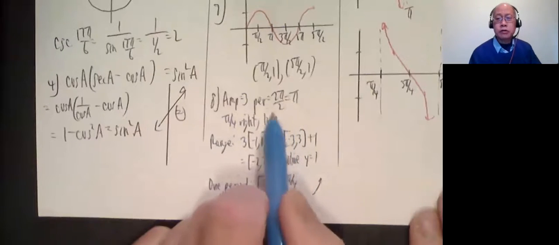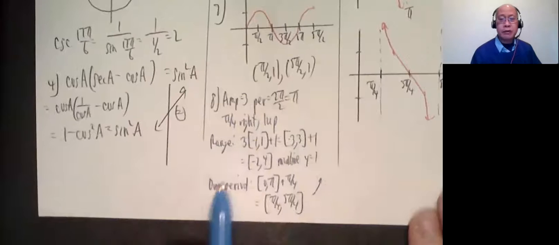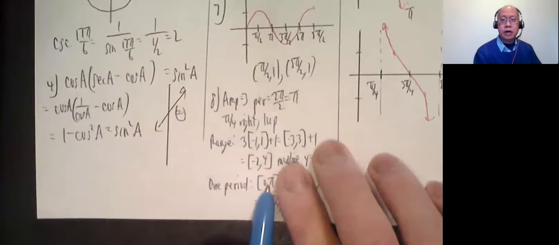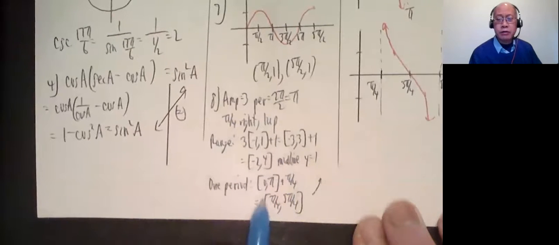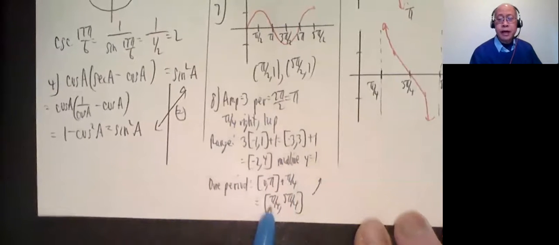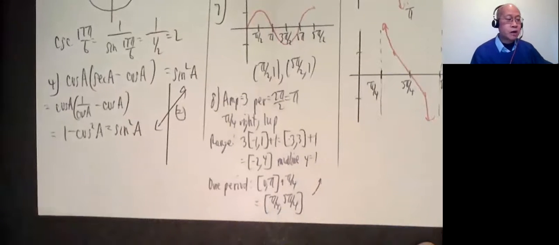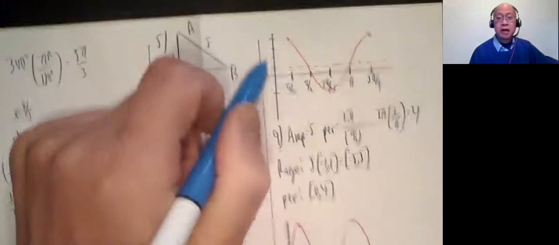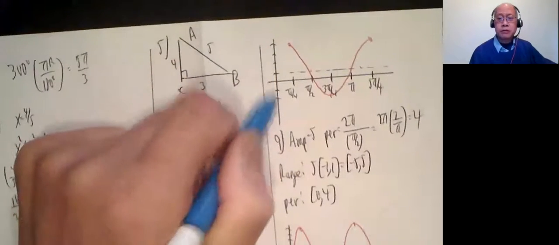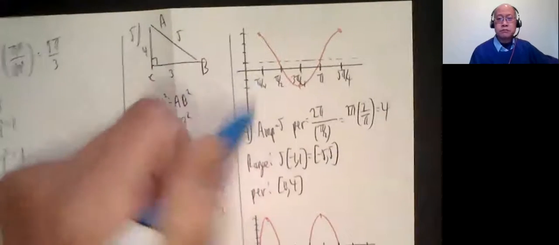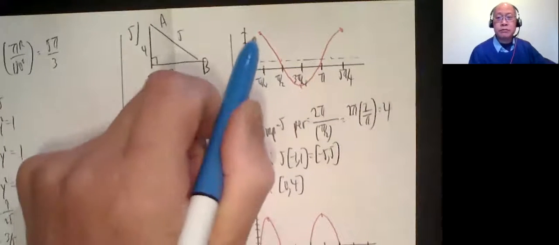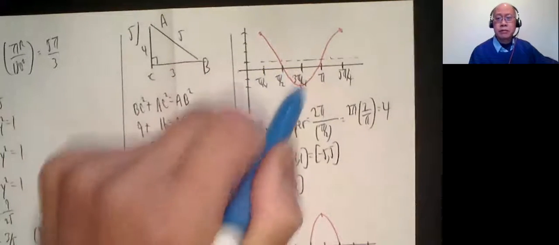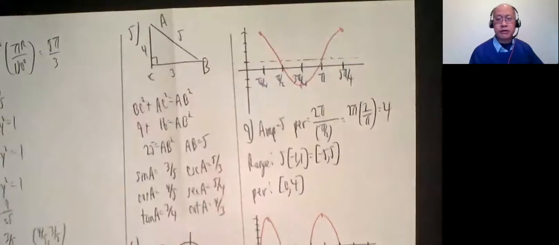Okay, if I had no horizontal shift, since the period is pi, I would complete 1 period between 0 and pi. But since there's a horizontal shift of pi over 4, I add pi over 4, and my new x values to complete 1 period are from pi over 4 to 5 pi over 4. So here's my graph. Maximum of 4, minimum of -2, midline of y equals 1, pi over 4, 5 pi over 4. And I'm doing a cosine, which goes maximum, midline, minimum, midline, maximum. So there's the graph that I want.